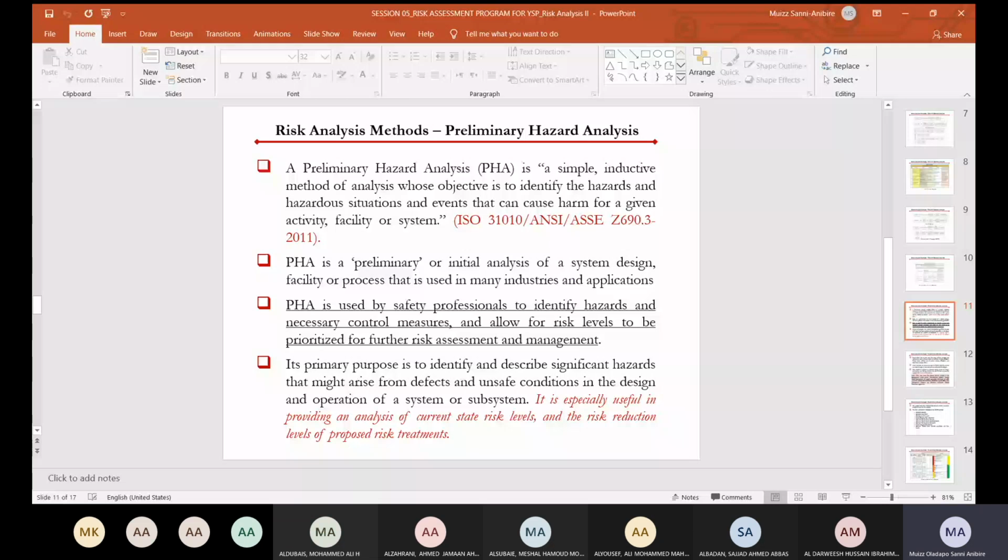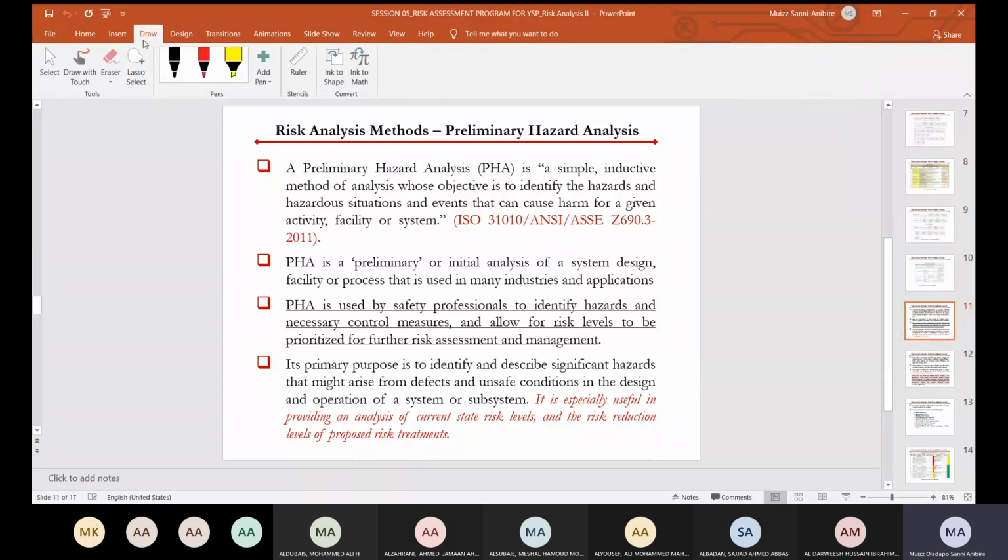And the necessary control measures, okay, that is true. And allow for the risk levels to be prioritized for further risk assessment and management. That is 3. Okay. So you can see it has 3 main objectives. 1 is to identify hazards. 2, control measures. And 3, allow for risk levels to be prioritized, and then the risk controls will be applied and the risk will be brought further down and things like that.